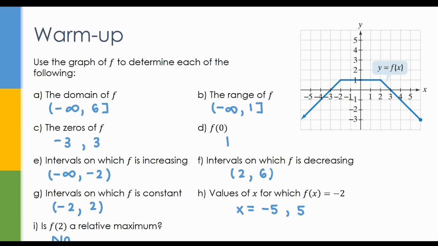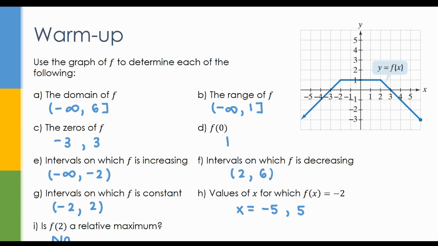I have a couple of zeros, so notice that where the graph touches the x-axis is at both -3 and +3. F of 0, so where is my function at 0 for x? Well, that's at +1 for y. Intervals, remember, are always open, so I want parentheses around them.